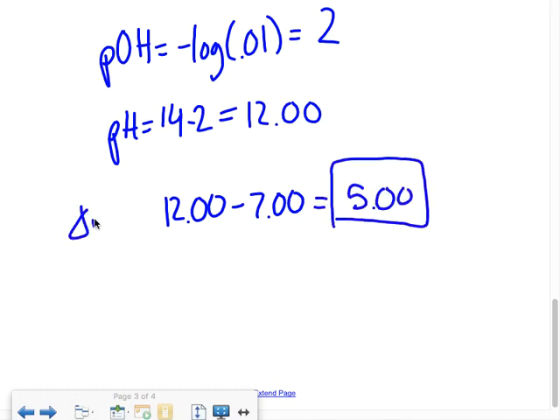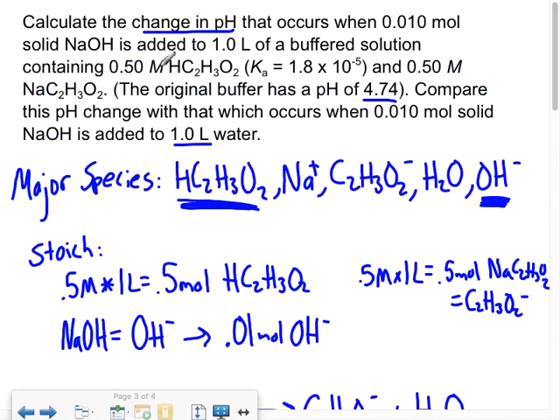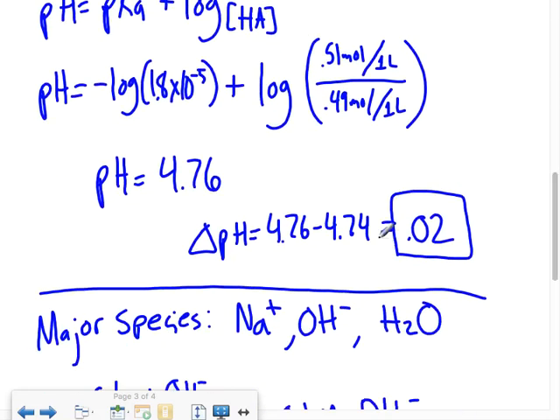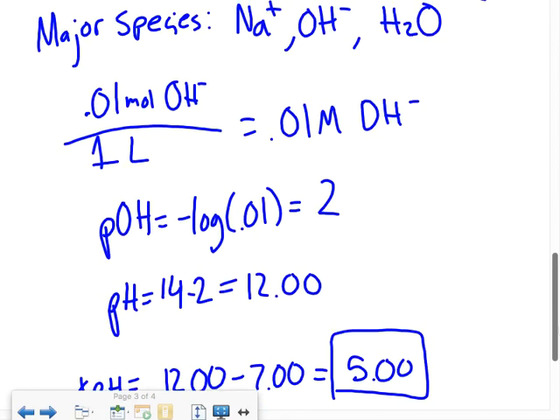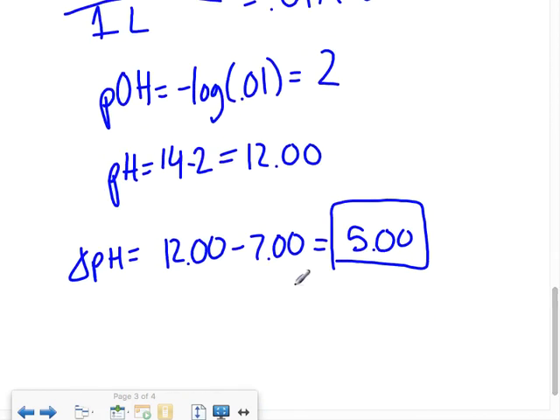All right, so let's think about this. We have two 1-liter bottles. One of them has a buffer in it, one of them has pure water in it. For the buffer, when we add 0.01 moles of sodium hydroxide, the pH does go up, but only by 0.02. When we have our container of water and we add the same amount of sodium hydroxide, the pH goes up by 5. So does that make sense? Yes, it does, because buffers resist change in pH.